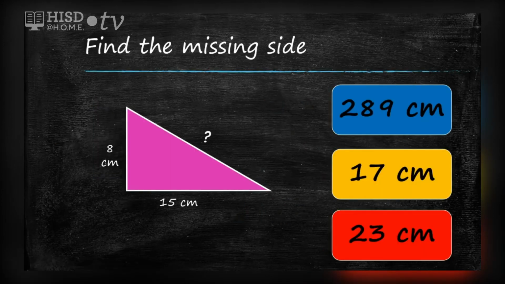Now it's your turn. You are going to have a couple of seconds to solve the following problem. We have a right triangle which has one of the legs equal to 8 centimeters and the other leg equal to 15 centimeters. What is the measurement of the hypotenuse?